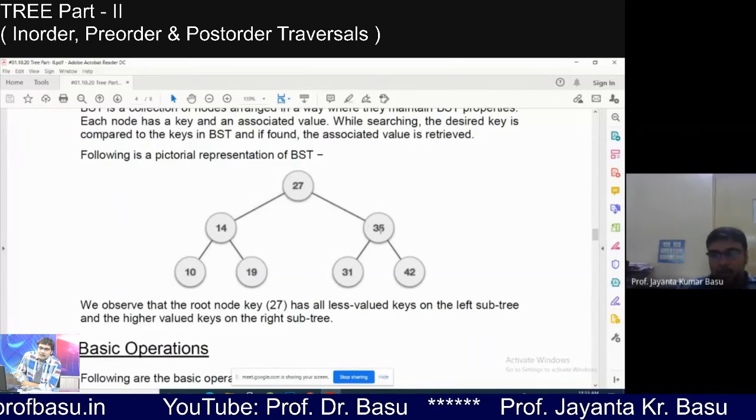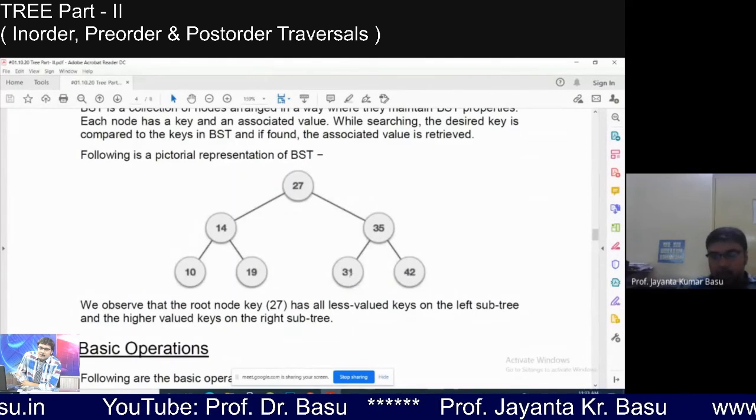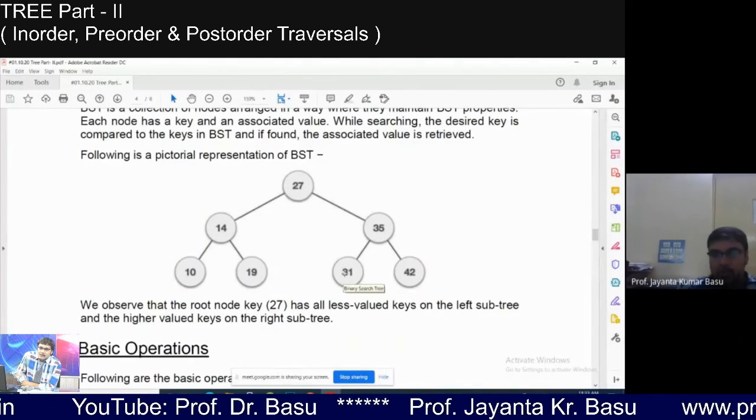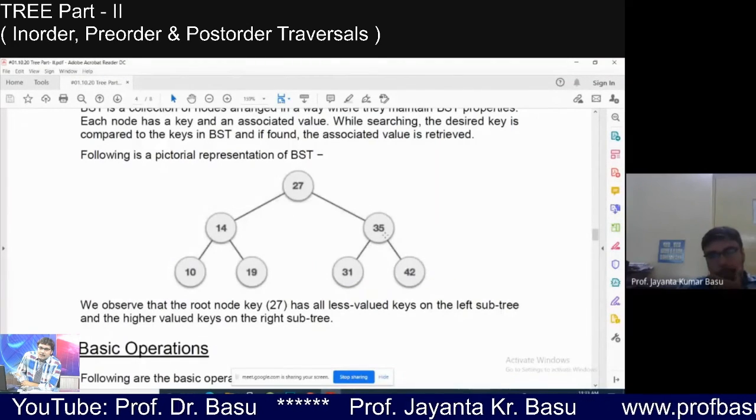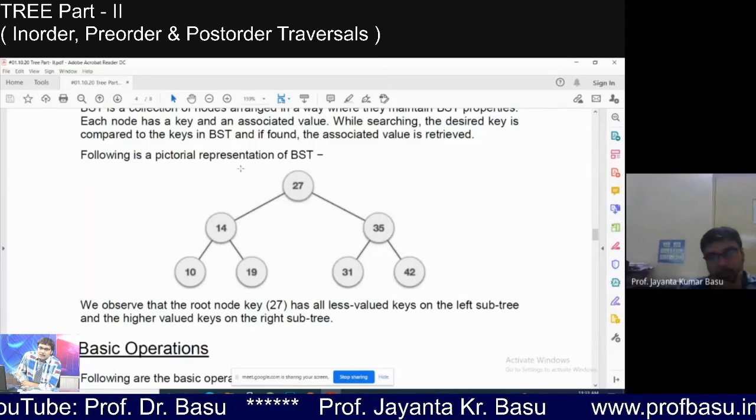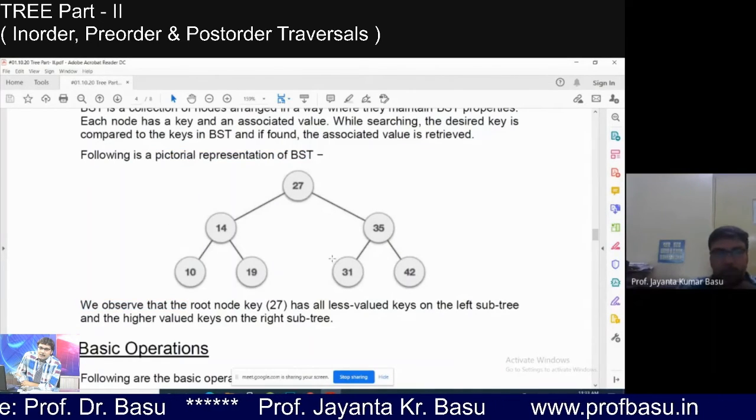But here, for this subtree, if it is explicitly specified, then delete the third position, this will have less value. Delete the fourth position, 31 is less than 35. So here there is no scope for a greater value than 35. Otherwise, if 42 is greater than 35, it will violate the principle of the binary search tree, so this is maintaining its property.